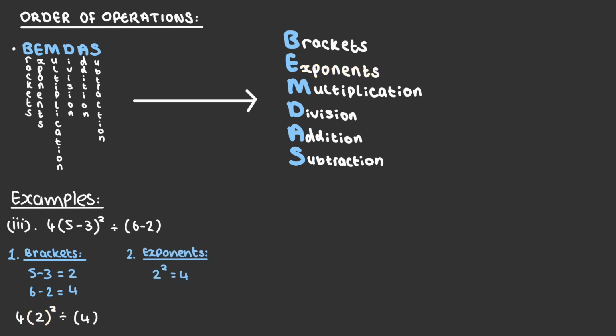Taking the square of 2, we get 4. This is because 2 multiplied by 2 is equal to 4. Now we can replace 2 squared by 4 in our original sum. Next on our list is multiplication.